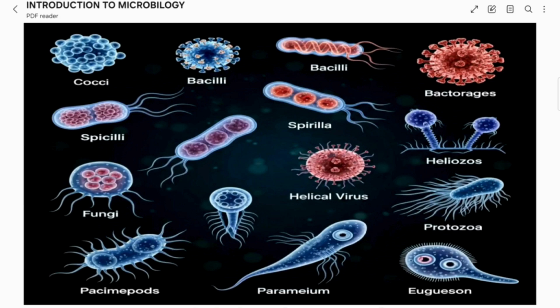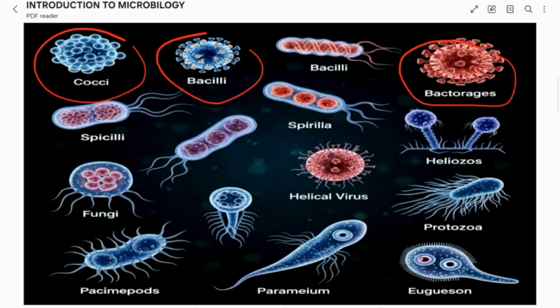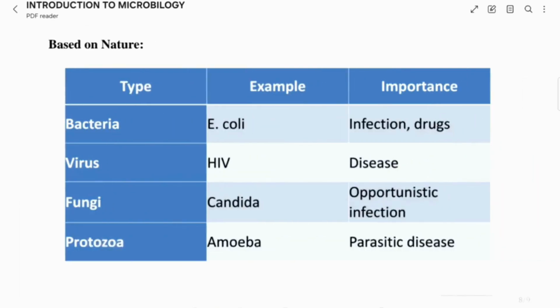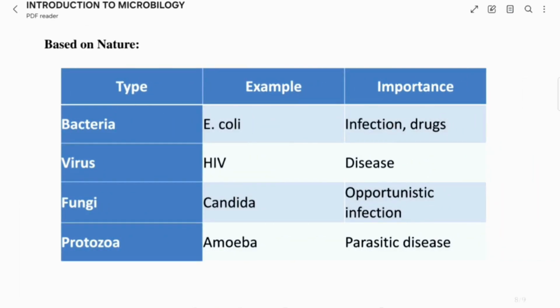Here we can see some images like Koch, bacilli, Bacteroides and fungi. Then based on nature we can classify bacteria like E. coli. And what is the importance of this type of bacteria? The main importance is infection and drugs. It is useful to find out which type of infection, and helpful in developing the drugs.